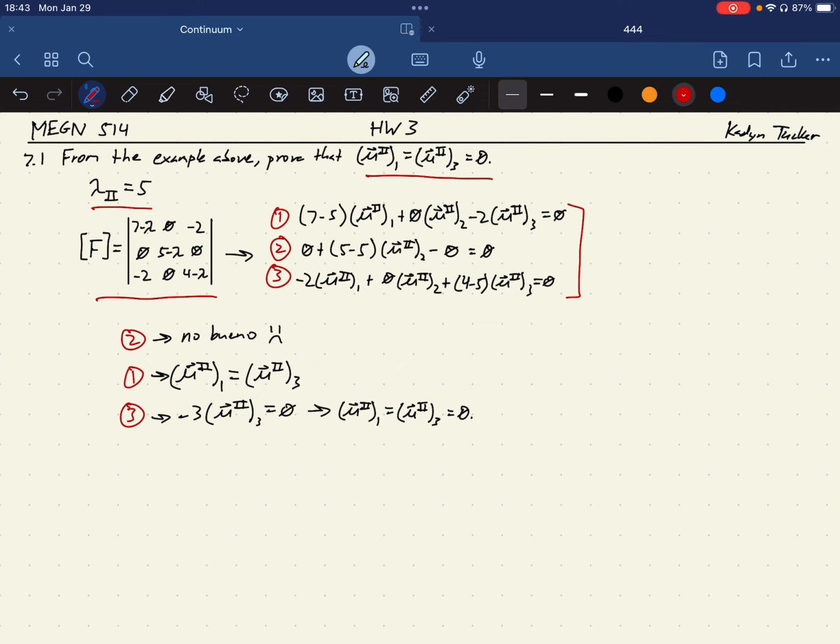I see here that mu2 disappears, it's just being multiplied by 0. So I decided to solve for mu1 in this case, and find out that it's just equal to mu3. So we now have a value we can substitute into equation 3. So doing that, we find that mu3 is also equal to 0. And since from equation 1 we found that mu1 is equal to mu3, then we get our proof that mu1 is equal to mu3, and both of those are equal to 0.